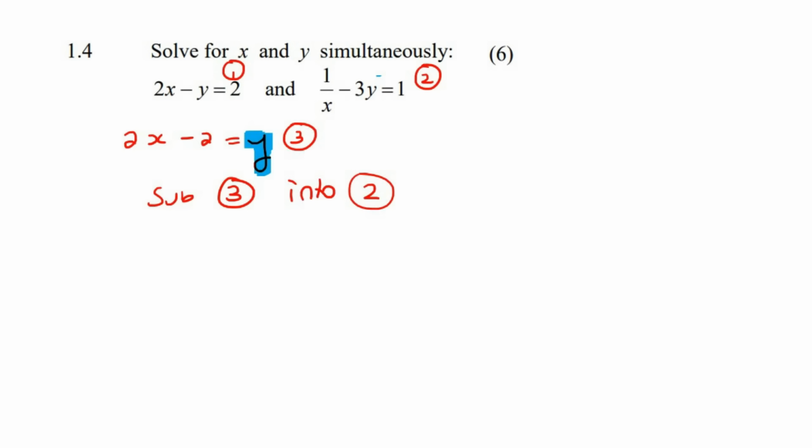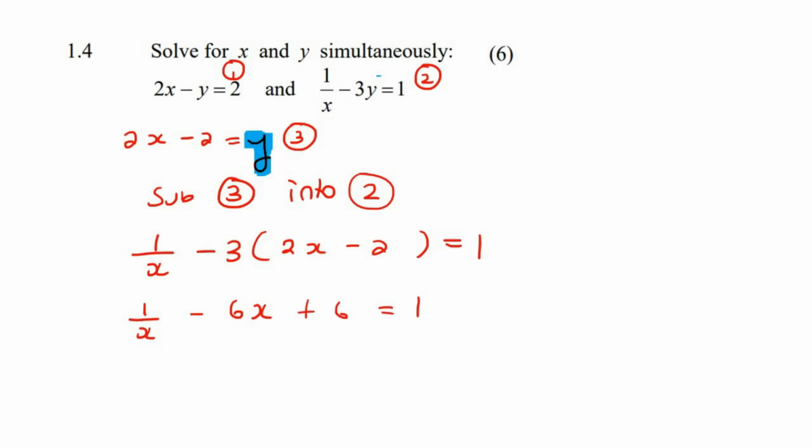Okay? And so what you end up with now is 1 over x, take away 3. And then in brackets, always use brackets when you do this, change it to 2x minus 2. So you see what I did? I just put that in the place of y. And then that's equal to 1. Now we're just going to multiply that 3 into the bracket. So that'll become negative 6x. Negative 3 times a negative 2 just becomes a positive 6. Equals 1.